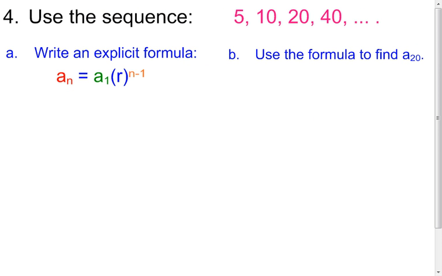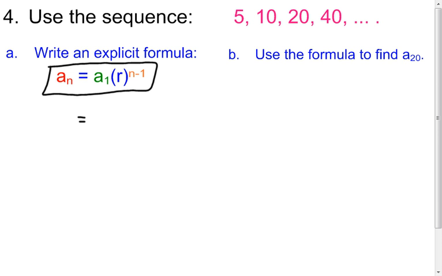All right, here's another sequence. And again, what I want you to do first of all is to write an explicit formula for this sequence. So that's a formula that will generate this sequence no matter what term number I want to find. Okay, so this is the formula I will use right here.